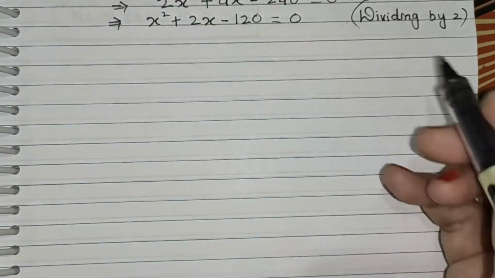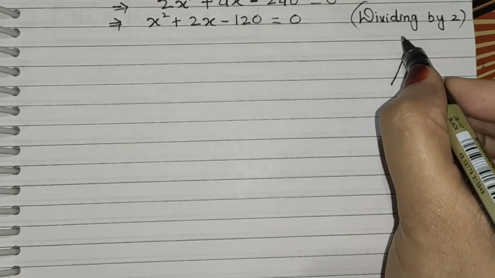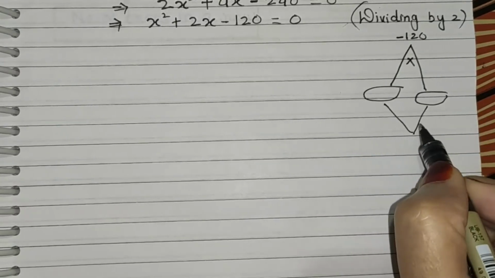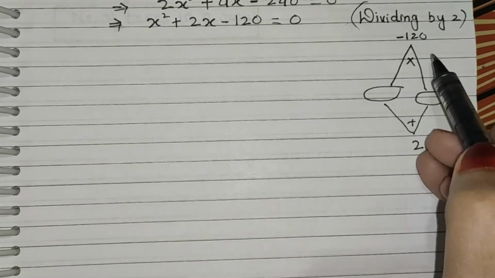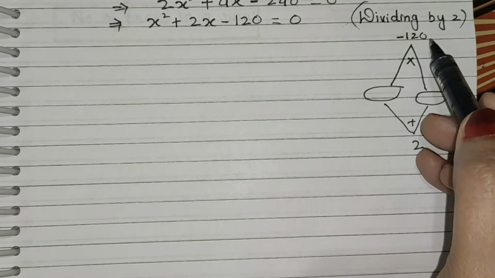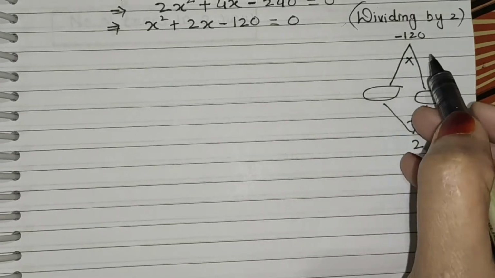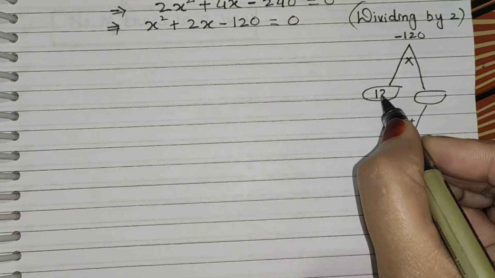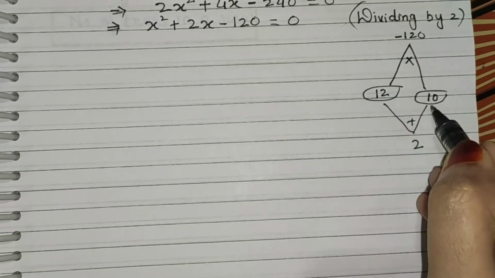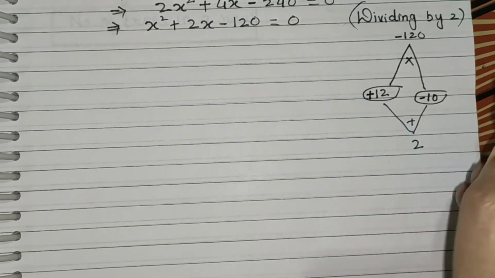Therefore, let us do the rough work. Product is minus 120 and here the sum is 2. Now, let us factorize minus 120 into two numbers such that their sum is 2. Now let us take 12 and 10. Here the product is negative and the sum is positive. Therefore the greater number must be positive and the smaller one is negative.